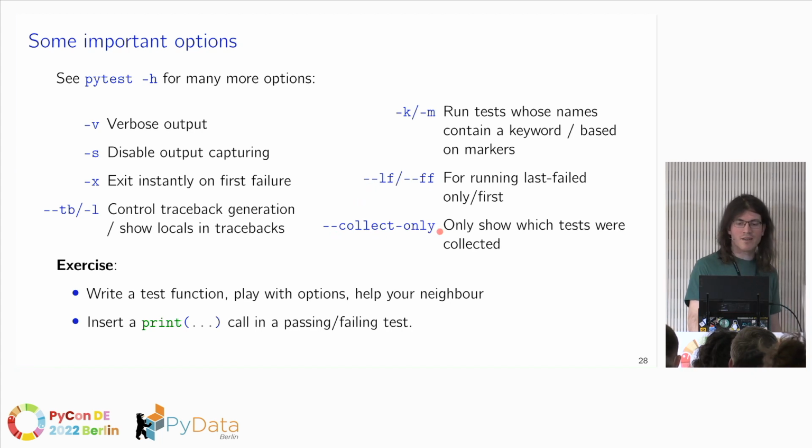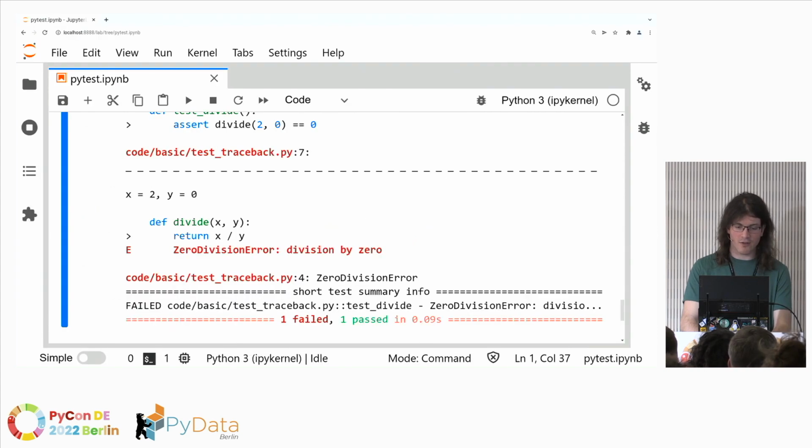And there is collect-only, to only show which tests were collected without actually running anything, which can sometimes be useful to debug some issues where PyTest is not finding a test, for example. As for the traceback, we can influence how that shows up.